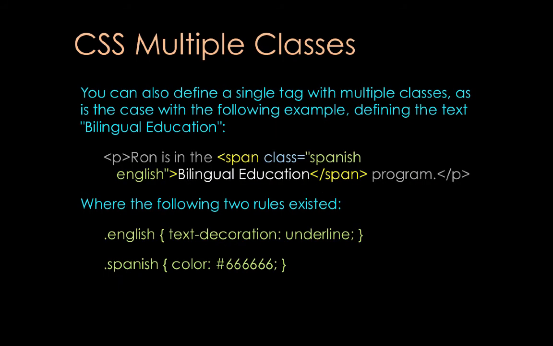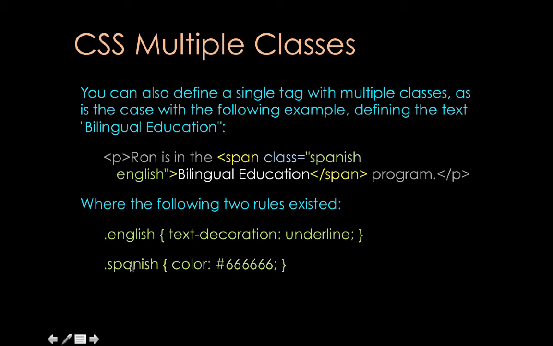Okay, you can also use multiple classes, by the way. So like, let's say that I wanted to apply something that was a class called English, and that meant that it was going to underline it. But also maybe Spanish was another class, and it has a color of gray associated with it, some version of gray, which is what this 666 number is.